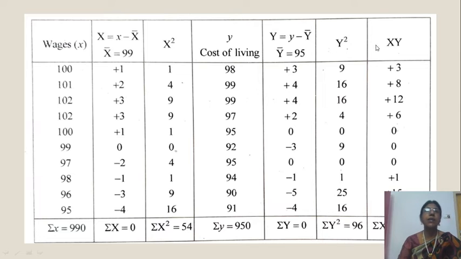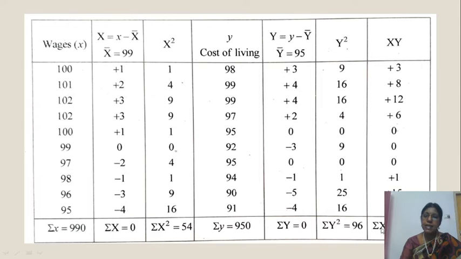Next, find X into Y. What is X into Y? These are the capital X values, these are the capital Y values. Then X into Y: first one, plus 1 into plus 3, I wrote plus 3. Next, 2 into 4 is 8. Next, 3 into 4 is 12. Next, 3 into 2 is 6. So write all the X into Y values and add them, and you get sigma XY.